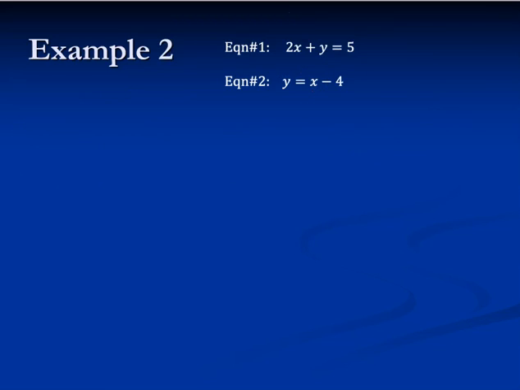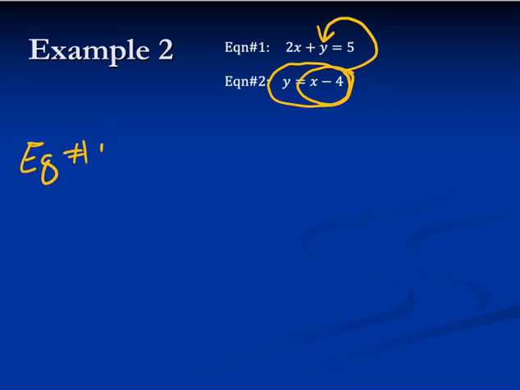So here's a second example, and if it wasn't solved for a variable, we would go ahead and do that, but this is already solved for y. That means anywhere we see y, we can plug in x minus 4 into that variable. So equation 1 becomes 2x plus, but now we're going to replace y with x minus 4 equals 5.